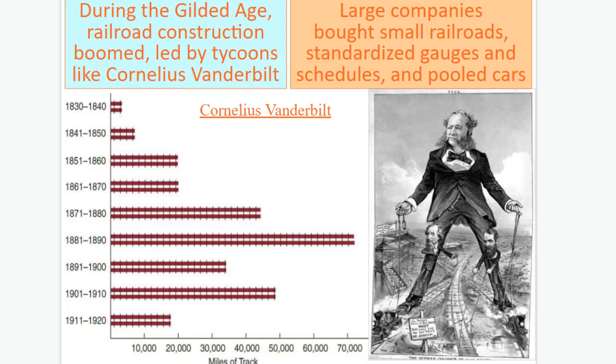So during the Gilded Age, railroad construction boomed, led by many tycoons like Cornelius Vanderbilt, which we'll talk about in a little bit. But large companies bought out small railroads and standardized gauges and schedules and pulled cars. And you can see this from the fact of how many miles he is building every single year. And again, this is going to be that period of time where, and we'll talk about in the next section, these giant tycoons are going to come in and build and control all aspects of the production, which means that not all people are going to have the same chance to get rich as those who already have the money in that spot.